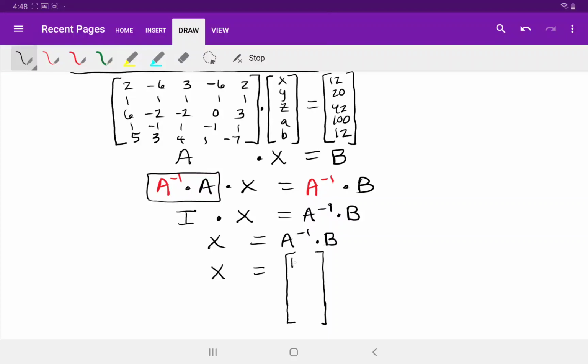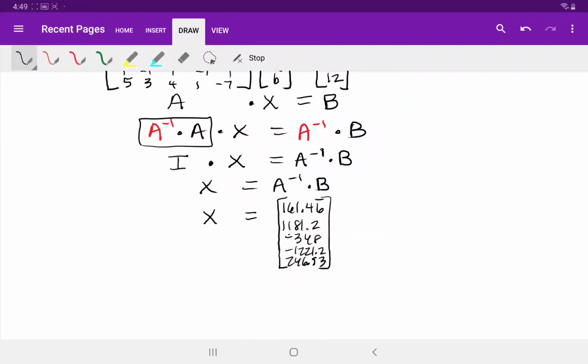So right here, I guess I need to make this a little bit bigger. Okay. So 161.46, 1181.2, negative 348, negative 122, right there, 246.53. Now that's x, but remember what x is.